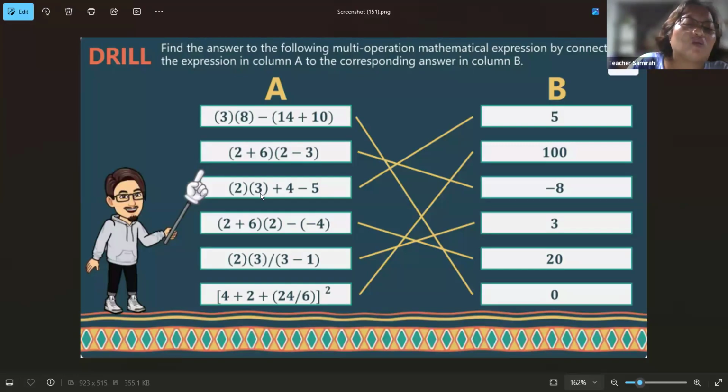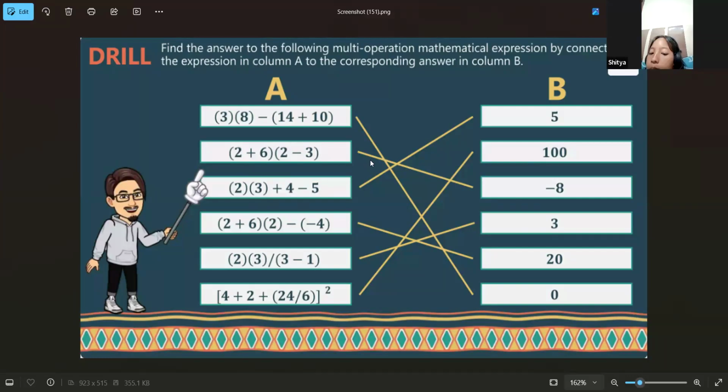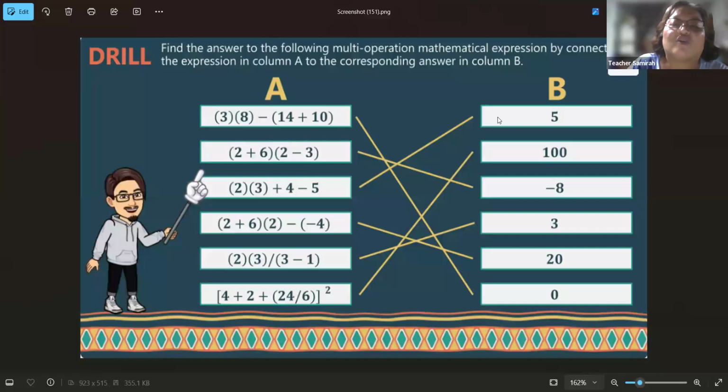So 2 times 3 is what? 6. 6 plus 4 is 10. 10 divided by 2 is 5. So look at the answer. It is actually pointing at 5. So the correct answer for this one is 5.